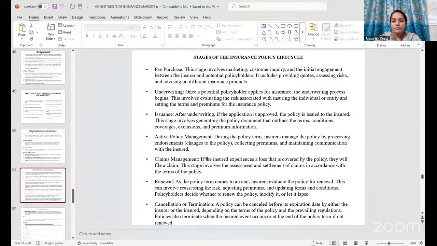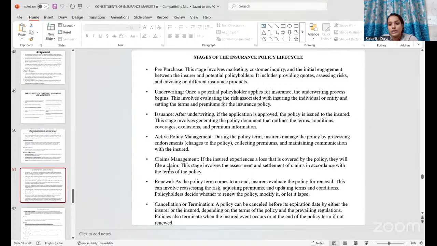Then claims management. If the insured experiences a loss that is covered by the policy, they will file a claim. Now, in this fifth step, claims management, if in any case the insurance policy holder faces some sort of loss, then he has to file a claim on the policy document. This stage involves assessment and settlement of claims in accordance with the terms of the policy.